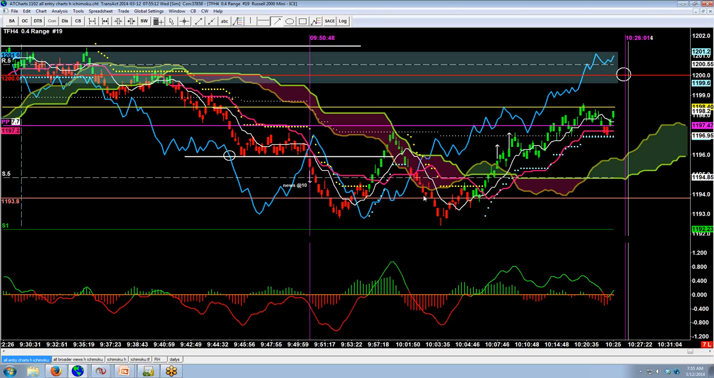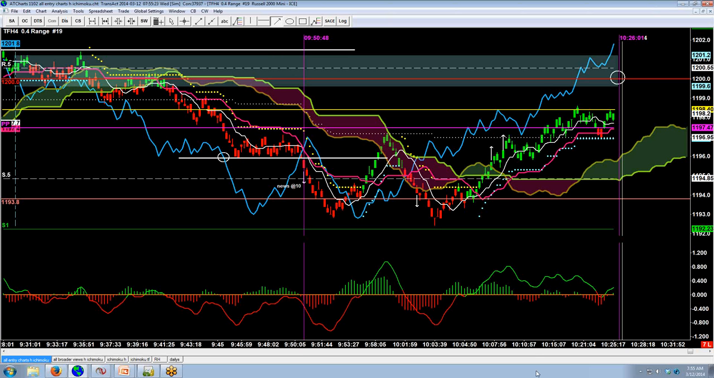And of course here you get closed outside the cloud as well. But you're right on that support area. It works out, but you know, this is a numbers game. You're looking to take the higher probability trades.